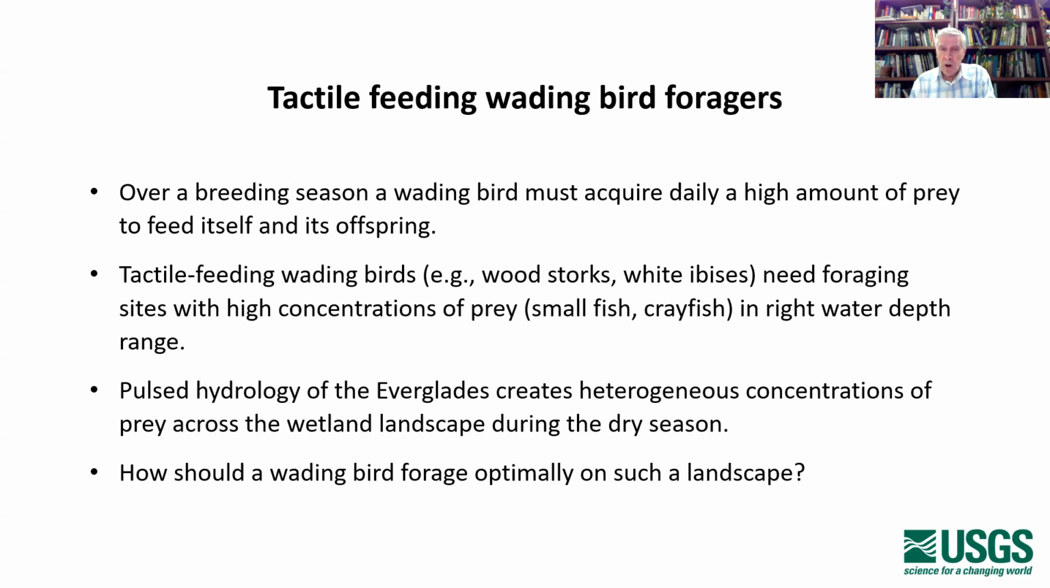Well, the pulsed hydrology of the Everglades creates heterogeneous concentrations of prey across the wetland landscape during the dry season. So these are the necessary conditions for wading birds to breed. And it raises the question: how should the wading bird optimally forage in such a landscape?